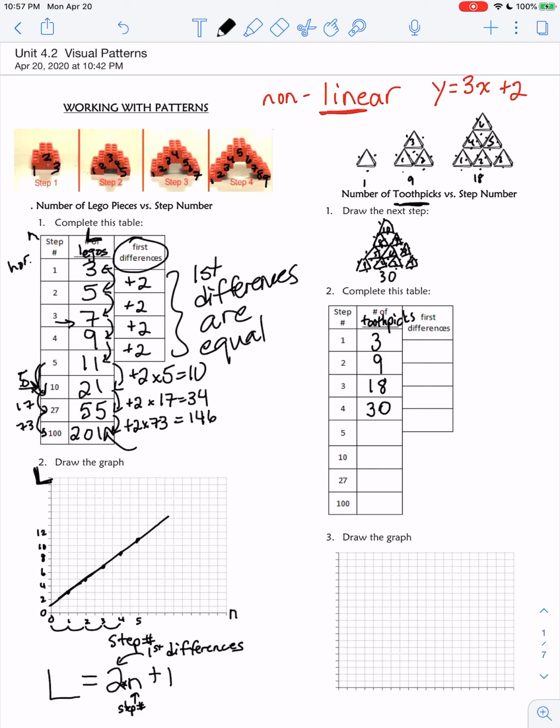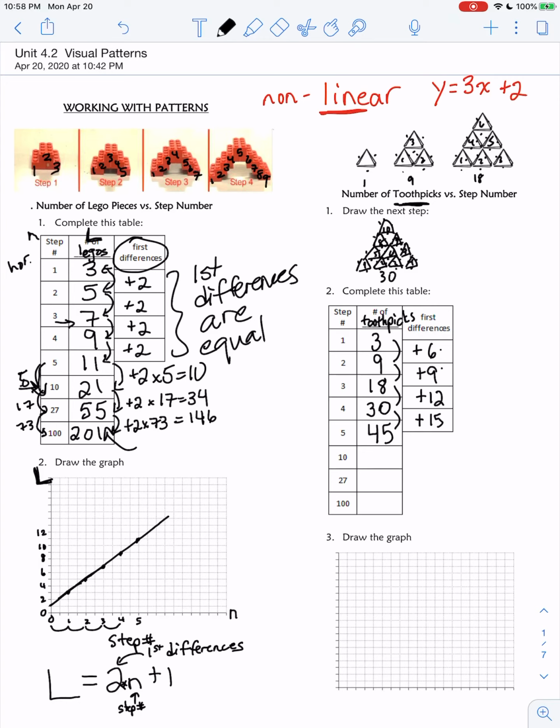So I started out with 3. To get from 3 to 9, we have to add 6. To get from 9 to 18, we have to add 9. To get from 18 to 30, we have to add 12. I wonder what the next one is. It looks like these are going up by 3 themselves. So 6, then 9, then 12. It looks like this one might be 15. And 30 plus 15 is 45.